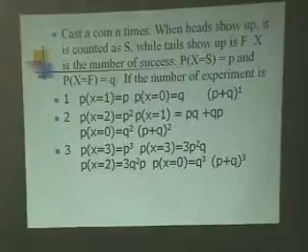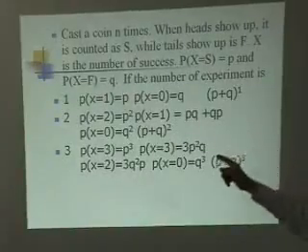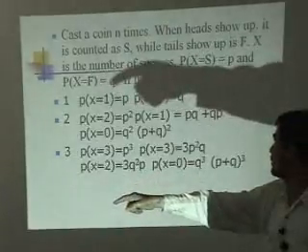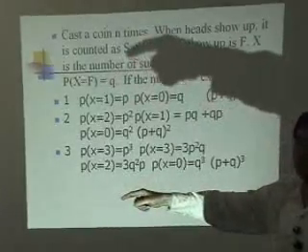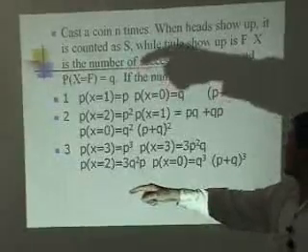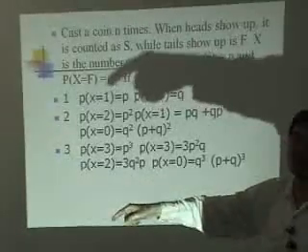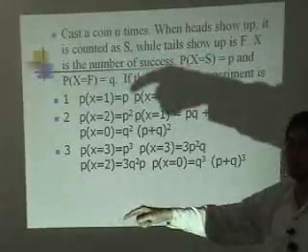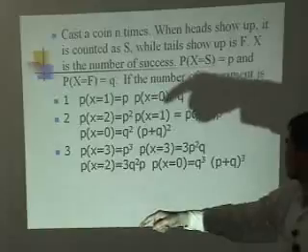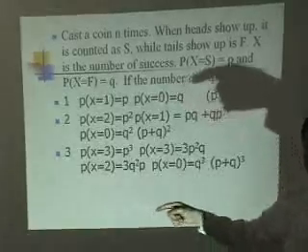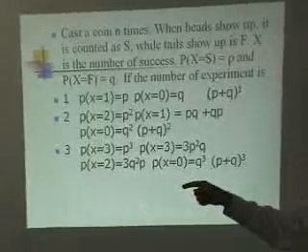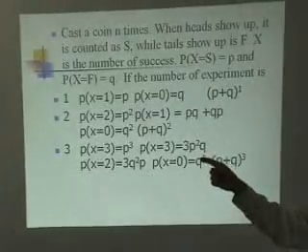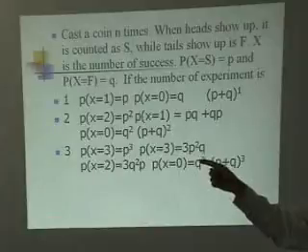When you do the experiment 1 time, the number of successes can only be 1 or 0. When it is equal to 1, the probability is equal to p. When it is equal to 0, the probability is equal to q. And of course there is a relationship between p and q: p plus q is equal to 1.